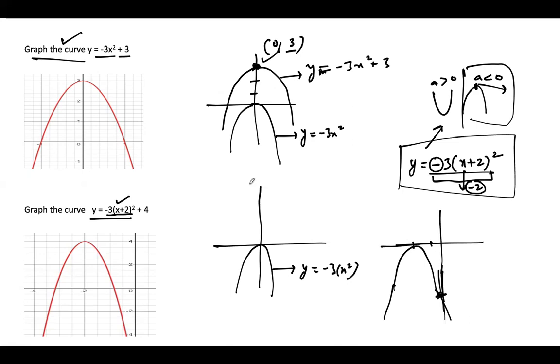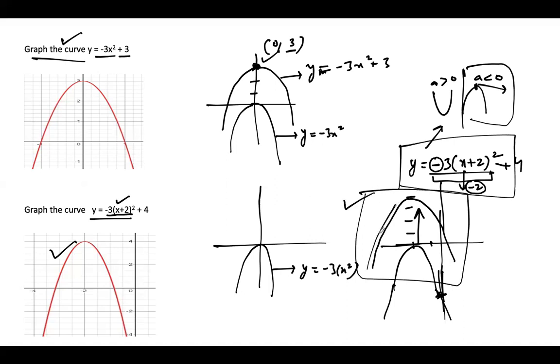If I'm saying plus 4, it will shift 4 points upward. Then this graph will shift upwards by 4 units. Is this point clear to everyone? So this is the graph. Okay, this may not be the actual graph, but it will look like this.